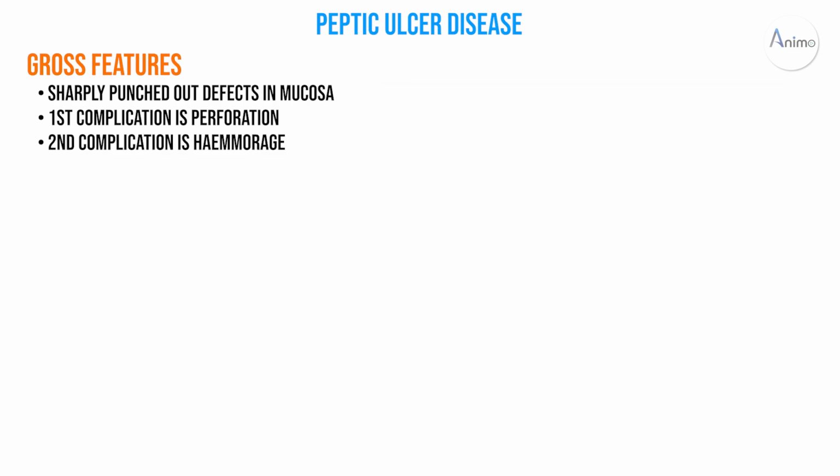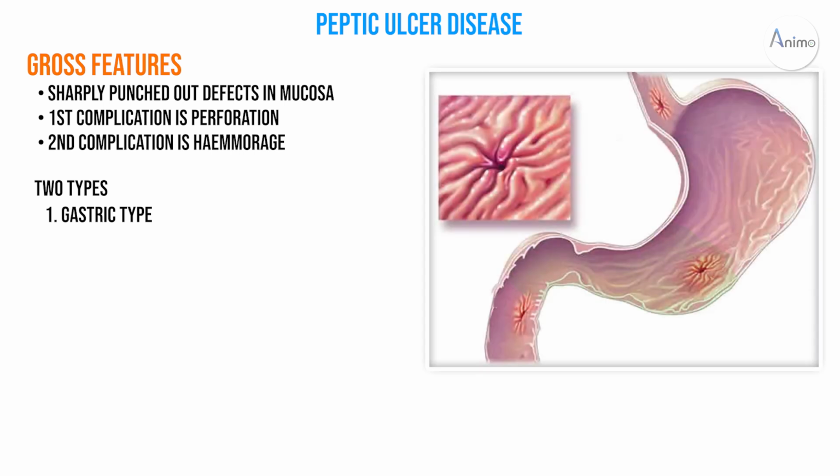There are basically two types of peptic ulcer disease. Number one, gastric type, which is more common, and it is present in the fundus and antrum of the stomach. Here look at this. This is the fundus and this is the antrum of the stomach. Here you can find the gastric type of peptic ulcer disease. And the second most common type is the duodenal peptic ulcer, which is found in the anterior wall of the first part of the duodenum. Here you can find this.